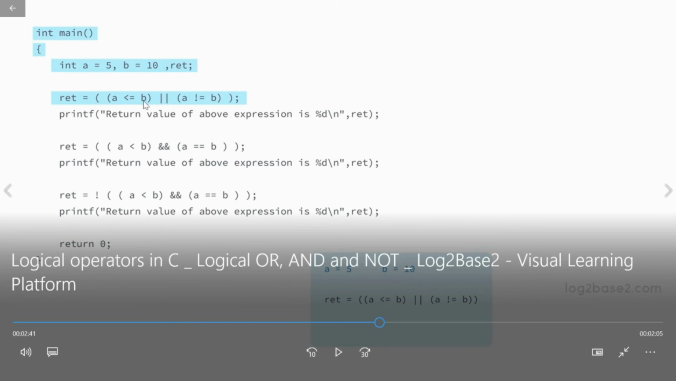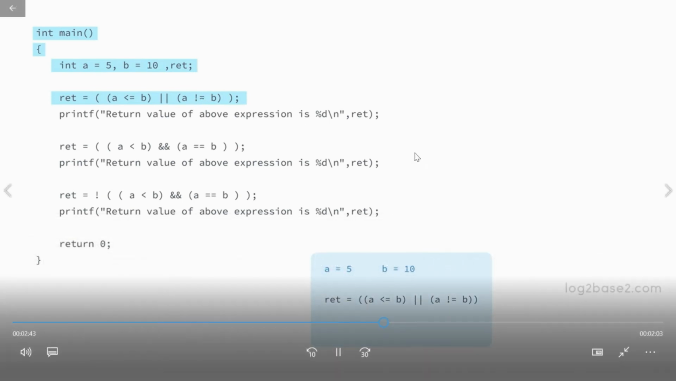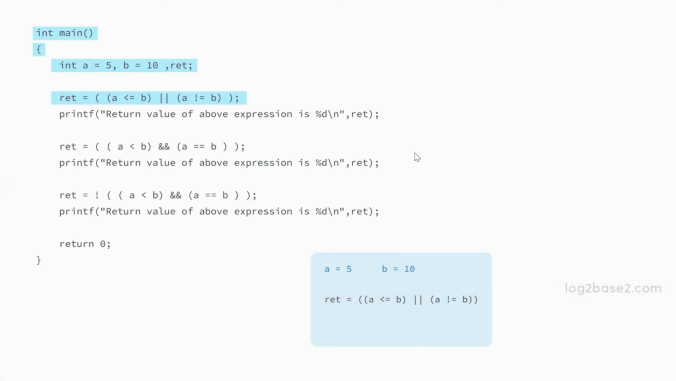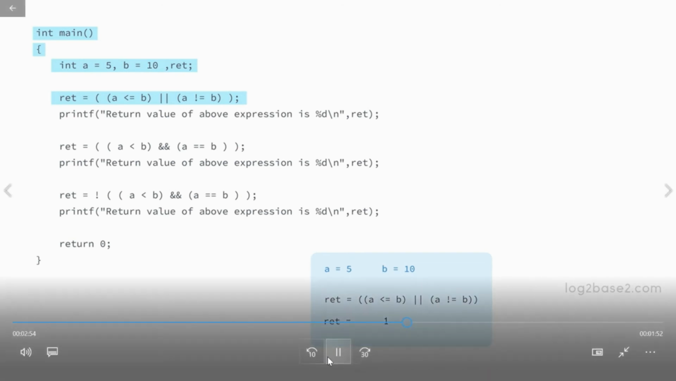So what is the function? This is either or. That is, any one condition, that is A less than or equal to B, otherwise A not equal to B. If any one of these conditions is true, it will return true. Functionality of OR: if you have at least one expression true, then the result is true. So A is less than or equal to B is true since 5 is less than 10. So this OR operator returns a true or 1.